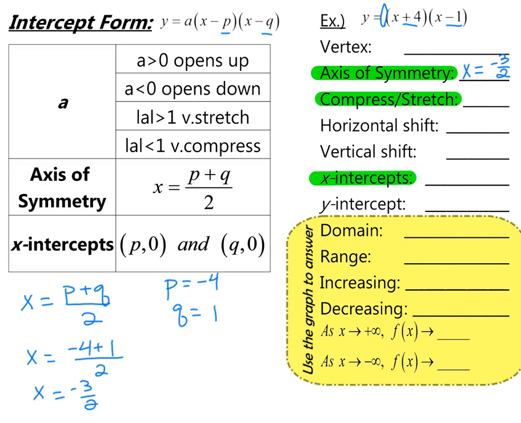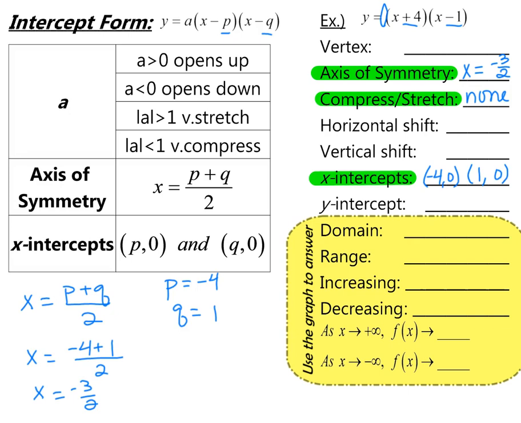Now we can also look at a, which should come before the parentheses after the equal sign. And since we don't have anything there, that means we actually have no stretch or compression. The last piece of information we can get from the equation are the x-intercepts. So we're going to take p, which we said was -4, and make (-4, 0) one of our intercepts, and q, which was +1, and have (1, 0) as our other x-intercept. So this is all the information we can immediately gather from a quadratic function written in intercept form.